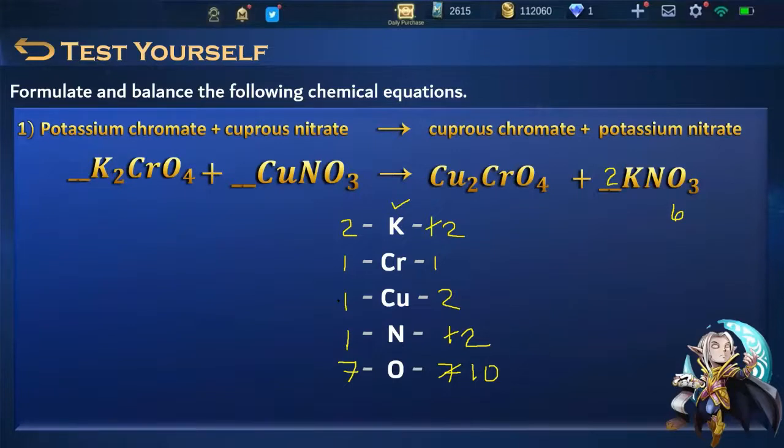Now copper or nitrogen. Same, we multiply by 2 so they become 2. So 2 times 1 is 2. Balanced. 2 times nitrogen is 2. Balanced. 2 times 3 is 6, and plus 4, 10. And we are done. So that's all for our lesson about balancing the equation.